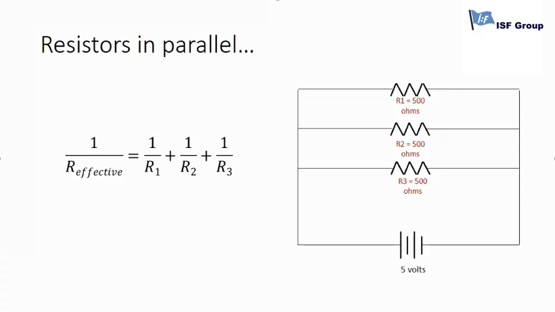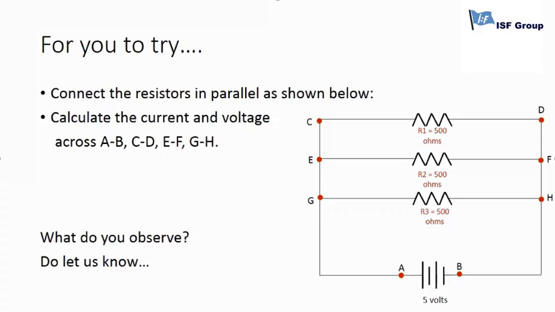When resistors are connected in parallel, the effective resistance of the circuit can be calculated by this simple formula. You can try this yourself. Connect the resistors in parallel as shown in the figure. Take some test points A, B, C, D, E, F, G and H.